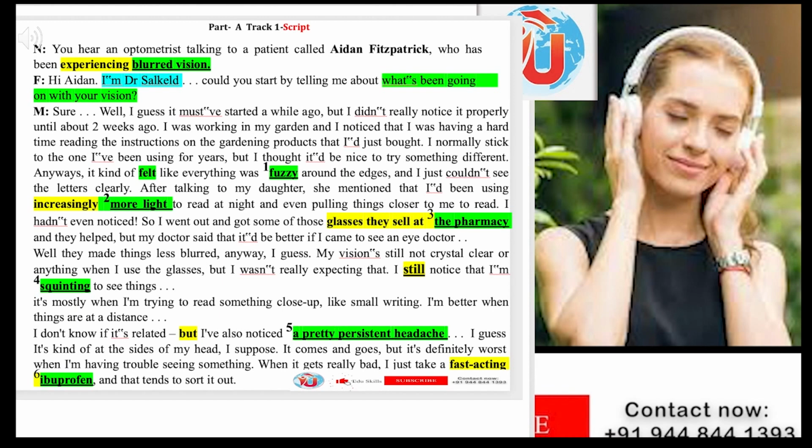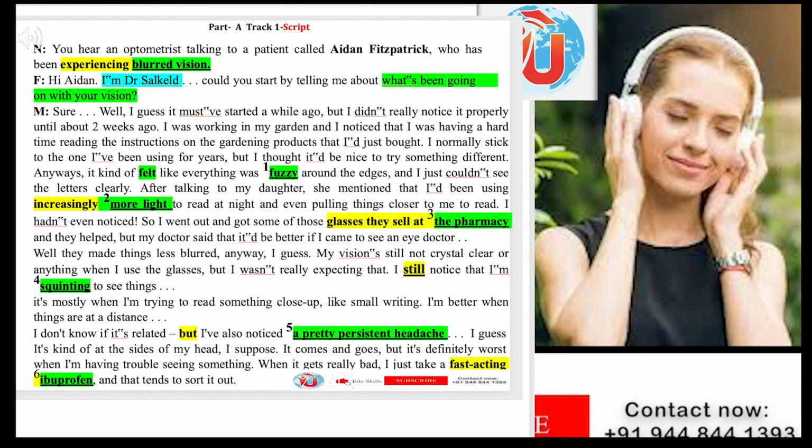So I went out and got some of those glasses they sell at the pharmacy and they helped, but my doctor said that it'd be better if I came to see an eye doctor. Well, they made things less blurred anyway, I guess. My vision's still not crystal clear or anything when I use the glasses, but I wasn't really expecting that. I still notice that I'm squinting to see things. Right. It's mostly when I'm trying to read something close up, like small writing. I'm better when things are at a distance. I don't know if it's related, but I've also noticed a pretty persistent headache. I guess it's kind of at the sides of my head, I suppose. It comes and goes, but it's definitely worse when I'm having trouble seeing something. When it gets really bad, I just take a fast-acting ibuprofen, and that tends to sort it out.